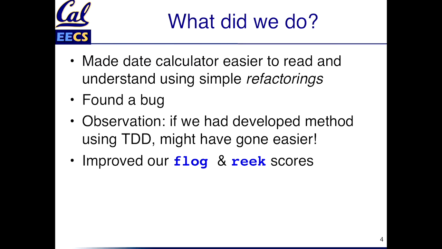As Dave showed when he first talked about the SOFA guidelines and the idea that metrics are one way to judge the quality of your code, in the before versus after of this, even on this simple method, we were able to improve our FLOG and REEK scores. Recall that the FLOG score measures complexity. REEK is a tool that tells you about design smells and code smells. So we were able to do that as well.